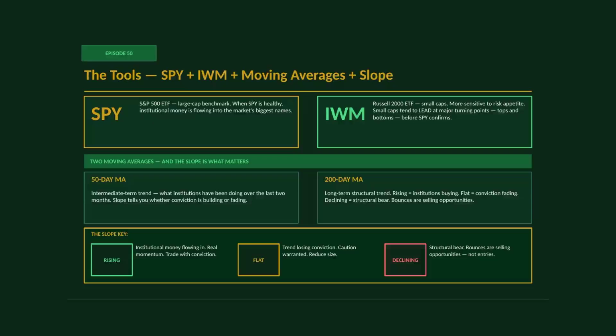The 200-day reflects the long-term structural trend, but the number alone isn't enough. The slope matters. A 200-day moving average that's rising is a completely different signal than a 200-day MA that's flat and beginning to roll over, even if price is at the same position relative to both. Rising 200-day, institutional money is flowing in, real momentum. Flat 200-day, the trend is losing conviction, caution warranted. Declining 200-day, structural bear market. Bounces are selling opportunities, not buying ones.